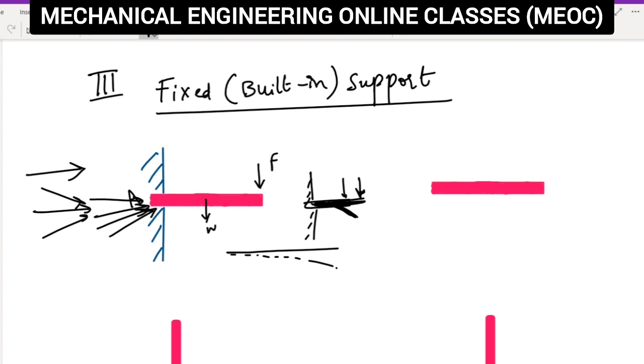So in order to avoid all those multiple possibilities, I will split the reaction at point A into two components. One is a horizontal reaction at A, the other is a vertical reaction at A. We have this opportunity of splitting or resolving the force, right? So this is one thing.